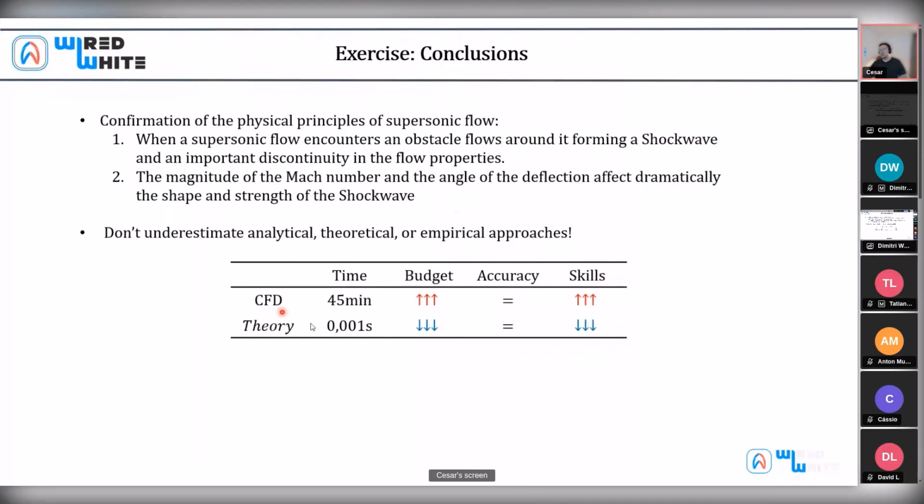Just to put some numbers in this case, setting it up from the beginning until the end in CFD took me around 45 minutes. Whereas running the theory equation takes around 1 millisecond on a regular computer. And for CFD, you will need more budget, more skills, and then you will have the same level of accuracy, right? So my message to you here is: please never underestimate theoretical approaches.